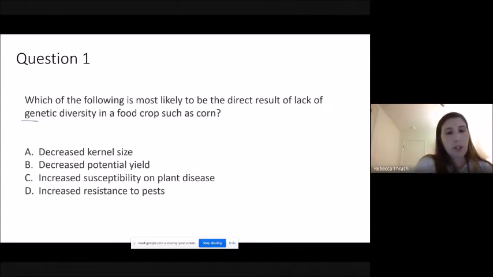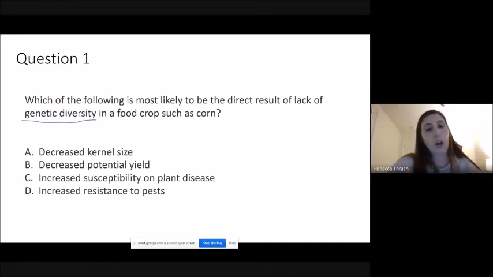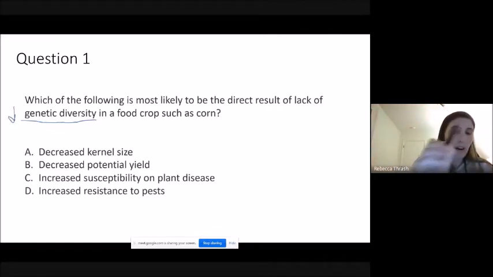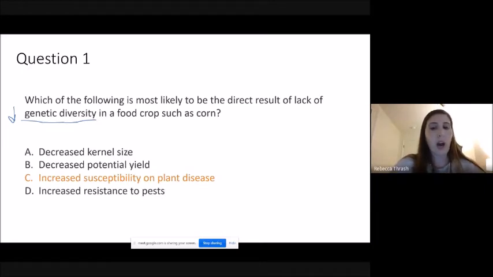So remember, we were talking about genetic diversity as being important to populations' ability to resist changing ecosystems or another threat to them, like disease or disruption to the ecosystem. So would they have decreased kernel size, decreased potential yield, increased susceptibility to plant disease, or increased resistance to pests? If you are lowering genetic diversity, odds are you have increased the susceptibility of this crop to plant disease. This is also something that we have problems with in monocultures. So having a crop that is almost genetically identical.